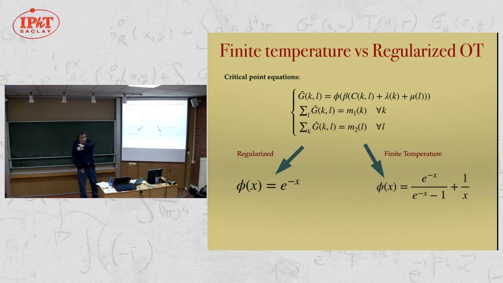What I do want to show, related to your question, is if you compare this approach that includes the temperature with the Sinkhorn algorithm, the equations are exactly the same. The only difference is how the function g is connected to the lambda and mu. In the case of the regularized solution, it's exponential minus x. In the case of the finite temperature, it has this more complicated form. But this one is going to lead to numerical instability, while this one is very well behaved because it's monotonic and constrained between 0 and 1. So that's where we gain.